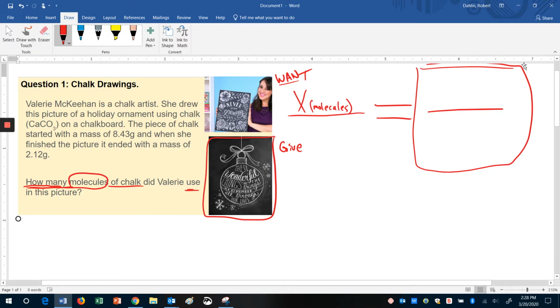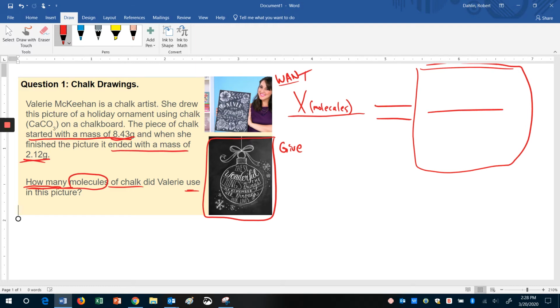Well, this one actually is a little different than what we've seen. It gives you two different numbers. Now, why two different numbers? Well, this first number is your starting mass of the chalk, and then she weighed it again when she was done, and it ended with a mass of 2.12.